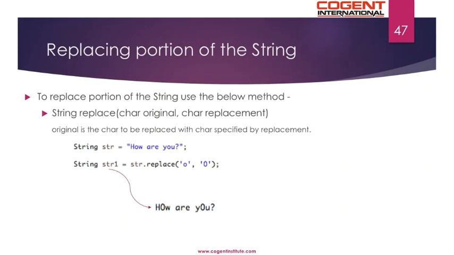Replacing a portion of the string. To replace a portion of the string, the below method can be used: replace, which returns a string. Here original is the char to be replaced with the char specified by replacement. In this example, we have string str which is assigned "how are you?" literal, and the replace method is called on the string object and the chars to be replaced are passed. Hence the value of str will be "how are you?" with the small o's replaced with the capital O.